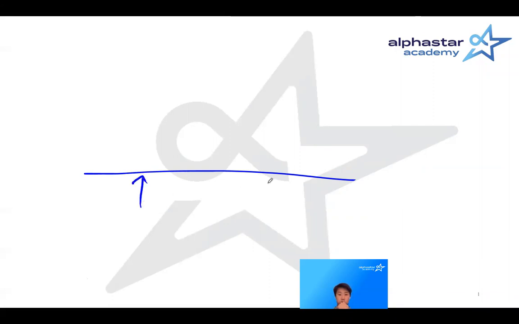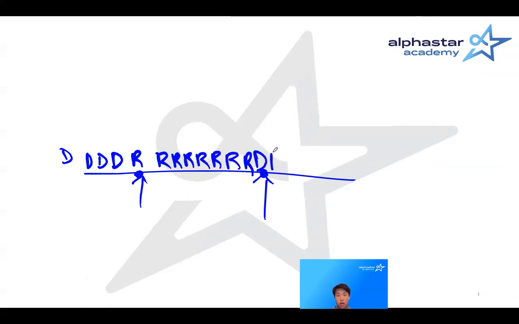I say, what if Bessie switches here and here, right? What does this path look like? Let's say Bessie always starts with a down move. So it goes down, down, down, right, right, right, right, right, right, right, and then down, down, down, down, down, right.